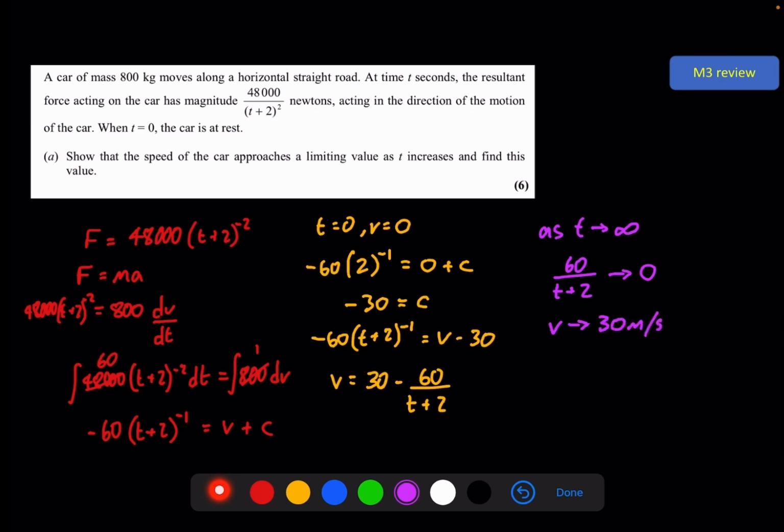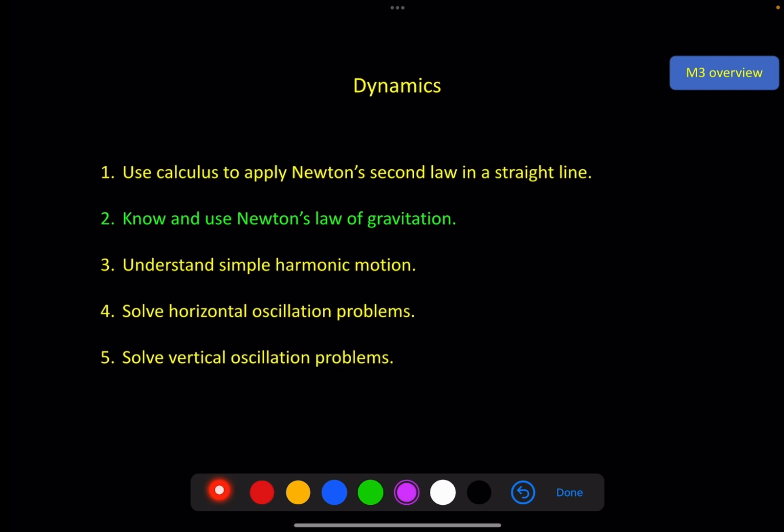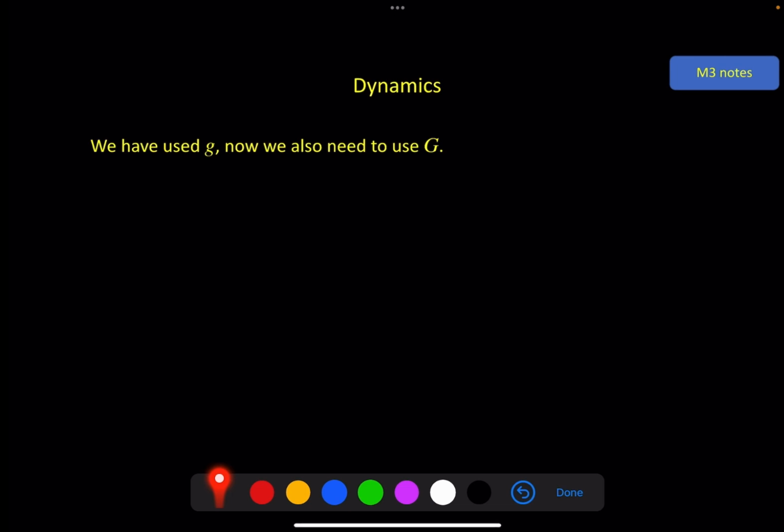In this video, we are going to know and use Newton's law of gravitation, which is a little bit different from what we've done so far, but it is connected to what we used in the first video, the calculus element here. But before we get into that, I need to make a very clear distinction, because we have used g quite a lot in this course and in previous mechanics courses, but now we also need to use capital G, and there's a big difference between these two.